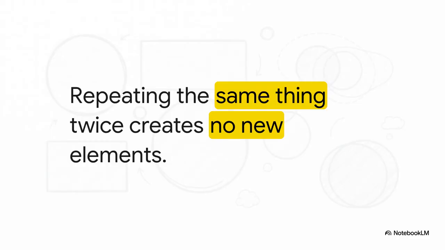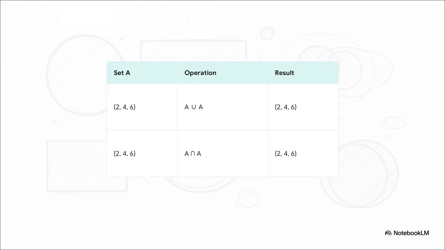So the absolutely crucial point here is this. Repeating the exact same thing twice creates no new elements. If you take all the items in your set and combine them with those exact same items, a union, you don't magically get duplicates. Sets only care about unique elements. And if you're looking for commonalities between a set and itself, an intersection, well, naturally, every single element is shared. Makes sense, right?